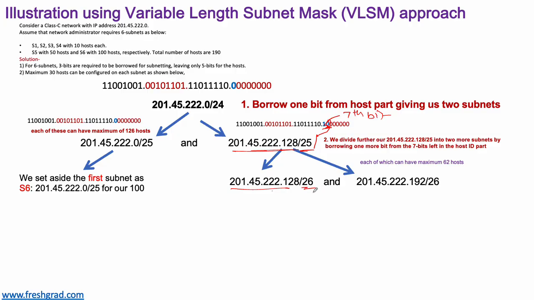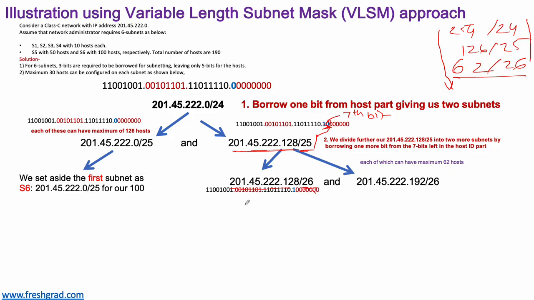When the slash number increases, that means the network becomes smaller and smaller. Slash 24 can have 254 hosts. Slash 25 can have 126 hosts. Slash 26 will have 62 hosts, right? So if our slash number increases, that means the host number decreases. And this is our binary conversion.